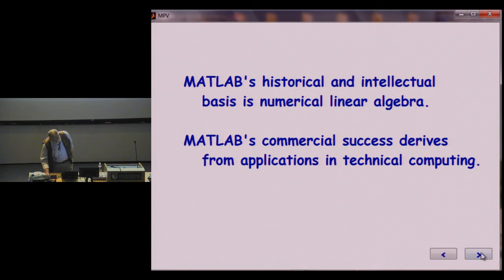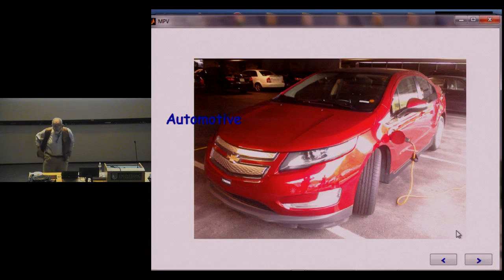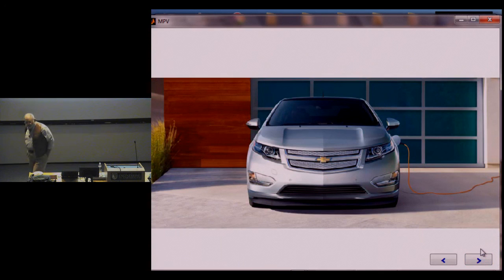Here's a picture that was taken in the garage at MathWorks a couple weeks ago. This is a Chevrolet, except there's a cord coming out of it. This is the Chevrolet Volt that was visiting MathWorks a few weeks ago. This is an official picture off the General Motors website of the Volt with the charging cable coming out of it.